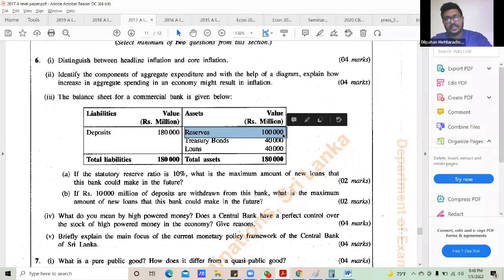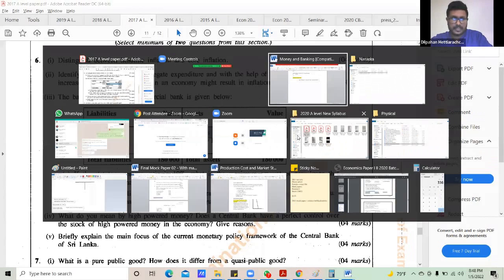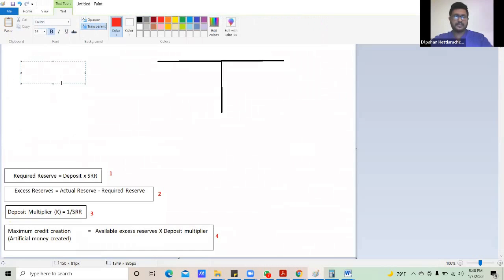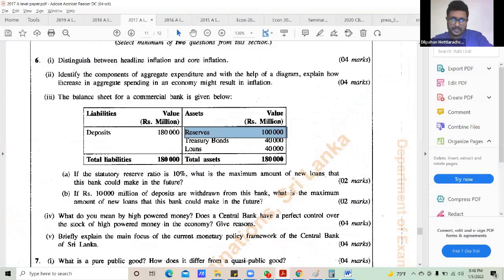So we have to do a calculation. What is the calculation? I would like to go with some important equations. To do that calculation, you should know these two equations. Equation number 1 and equation number 2. Required reserves equals deposits into SRR. So can we calculate the required reserves now? Yes, we can. What is the number of deposits? 180,000. SRR is 10%.